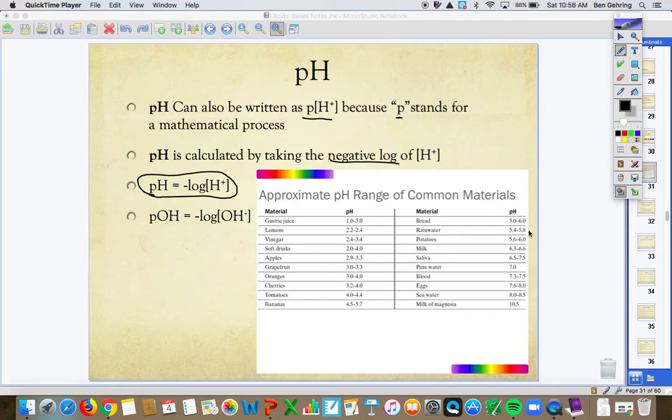As you work up the scale, eventually you get to 7, which is pure water. 7 is neutral. Blood is slightly basic. Eggs, seawater, and then milk of magnesia is also slightly basic. Regular milk is slightly acidic.